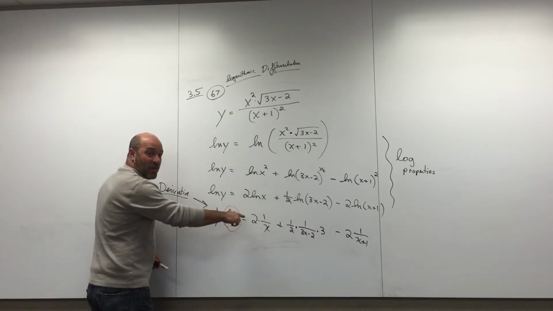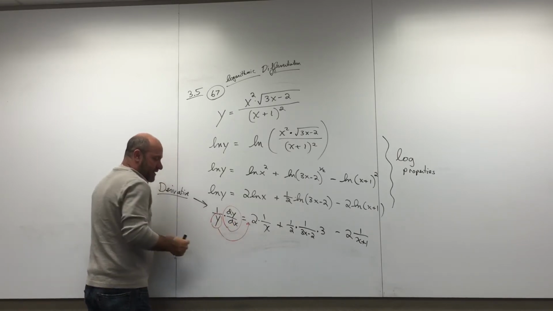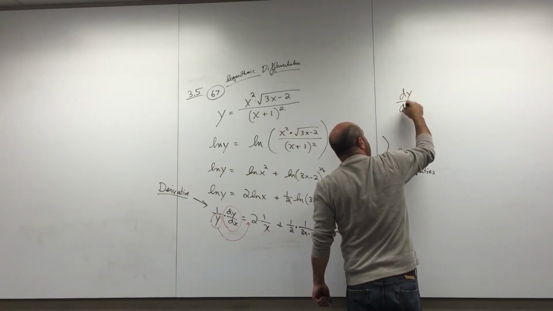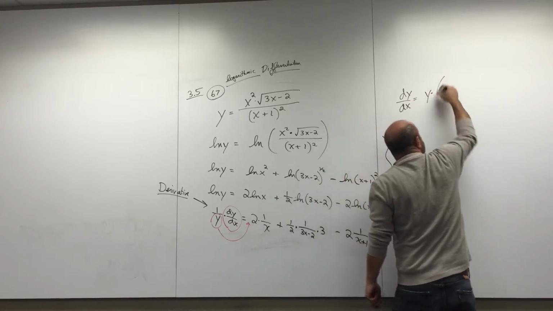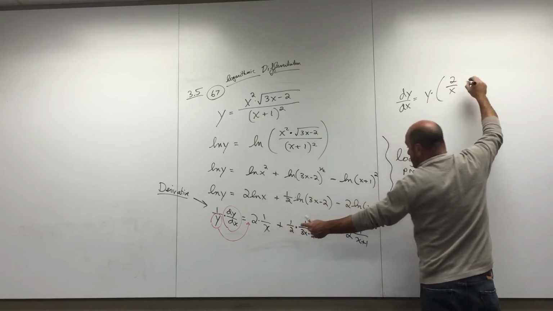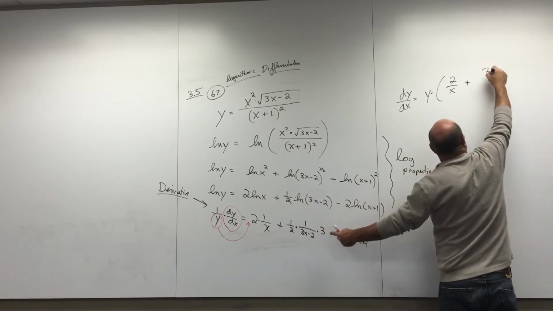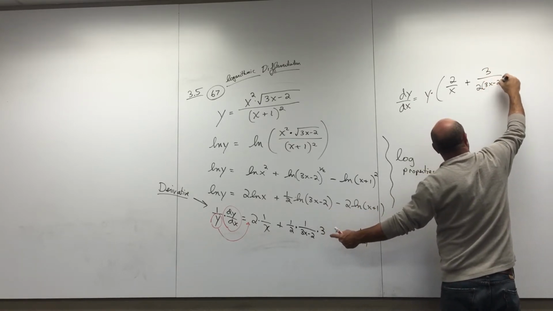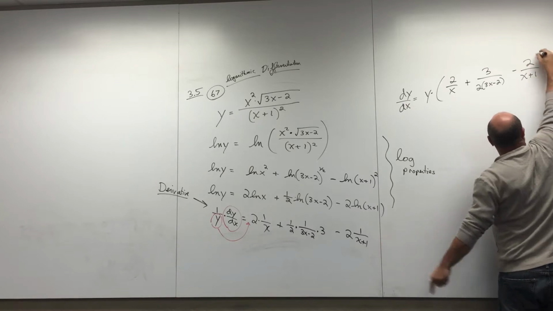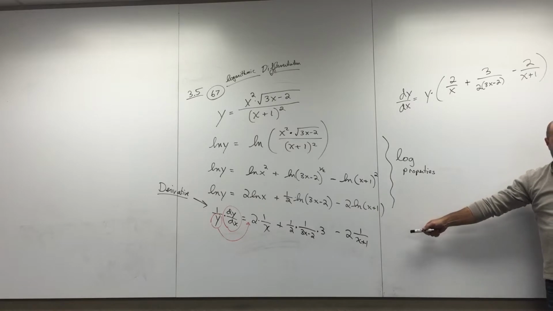Multiply by that y. Multiply that y to the other side. Okay, great. I really like that. Here we go. dy dx is that y times that long string of stuff. I'll clean it up just a little here. That's a 2 over x. That's a 3 over 2, 3x minus 2. Is that okay with you? And that's a negative 2 over x plus 1. You guys okay?